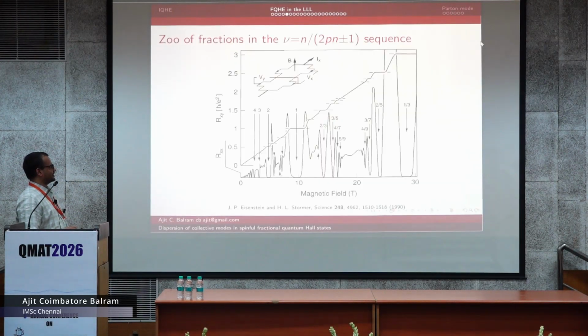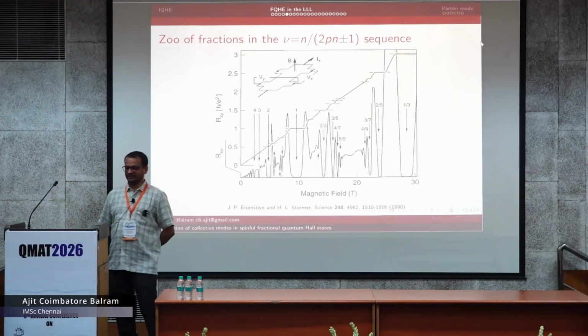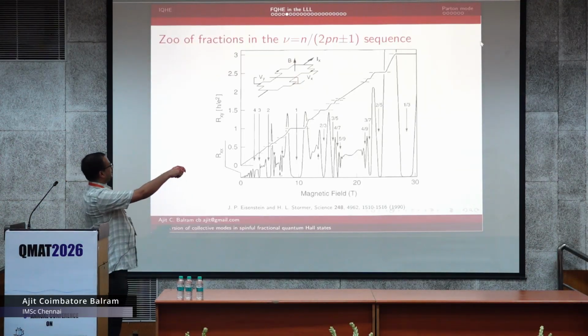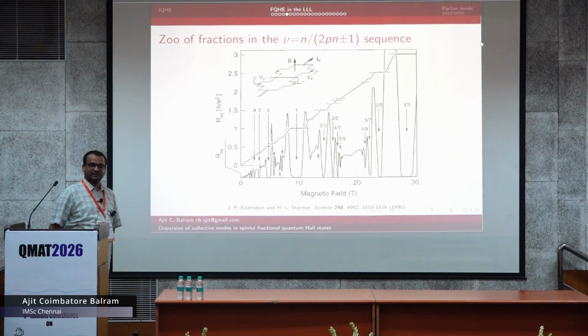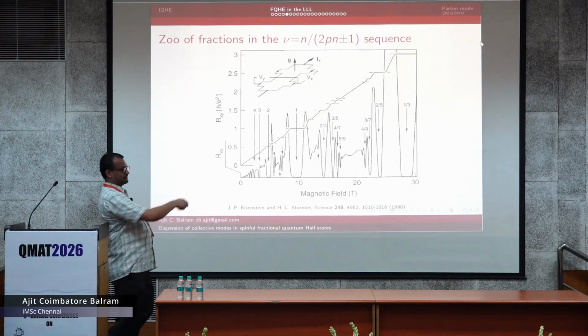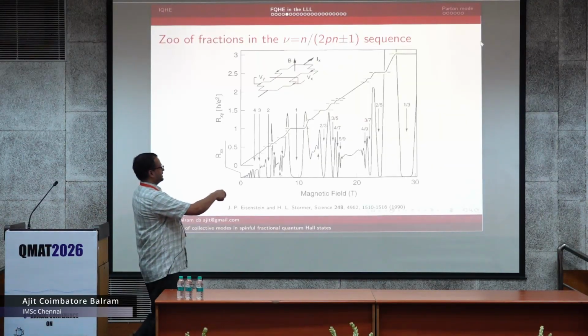But very soon after Tsui, Stormer, and Gossard's experiment, better samples were built, people went to much larger fields, and they saw a whole zoo of fractions. And these fractions primarily lie along this n over 2pn plus minus 1 sequence. So this is 1/3 that was first seen, then 2/5, 3/7, 4/9. And for all of these states, there are partner states which are like these hole conjugates.